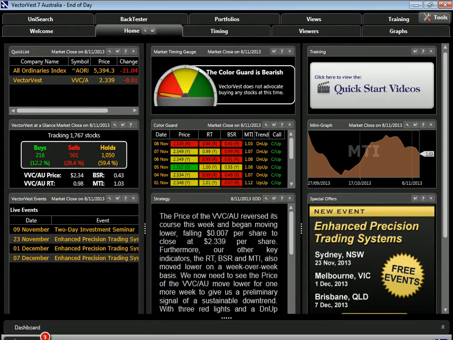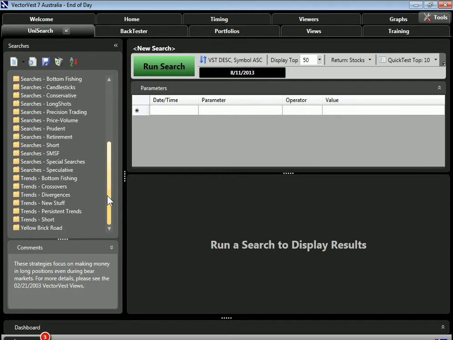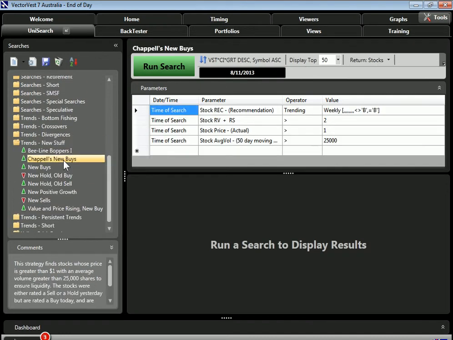So here we are at the home page for VectorVest 7 Australia, and we'll begin our journey on this strategy of the week by taking a trip to the Unisearch tool. To get there, I'll take my cursor right up to the top and click on the Unisearch tab. Once there, we'll see our directory of searches on the left. I'm going to scroll all the way down to the bottom, and we're going to go to the Trends New Stuff folder. It's in here that we house the brand new search, Chappell's New Buys.